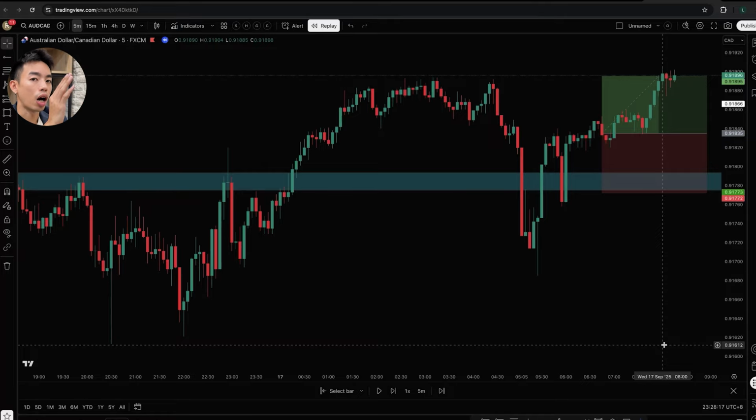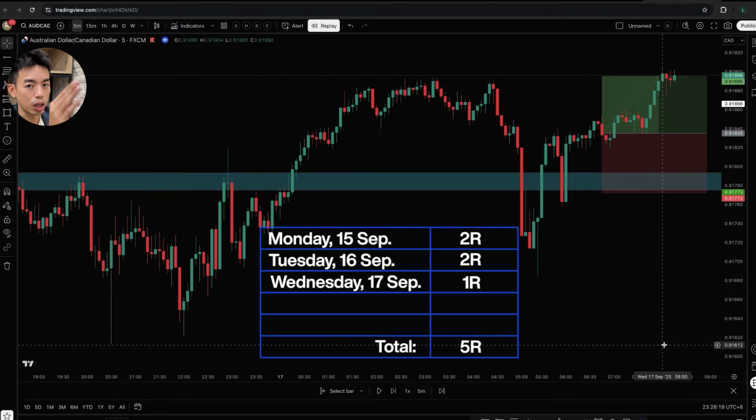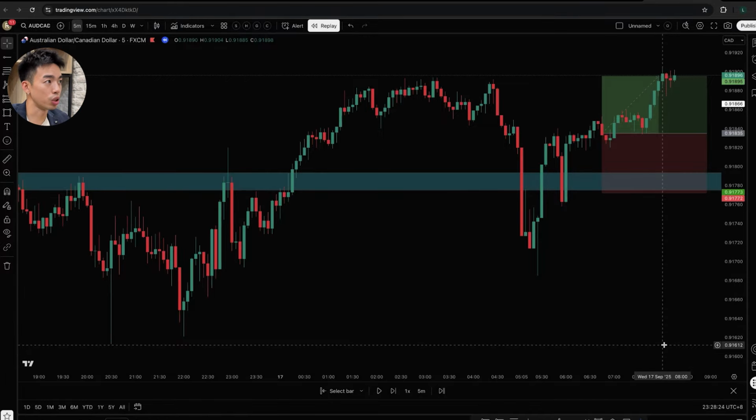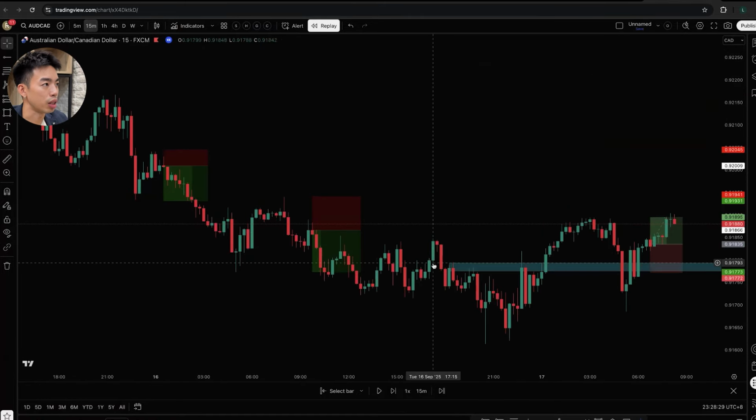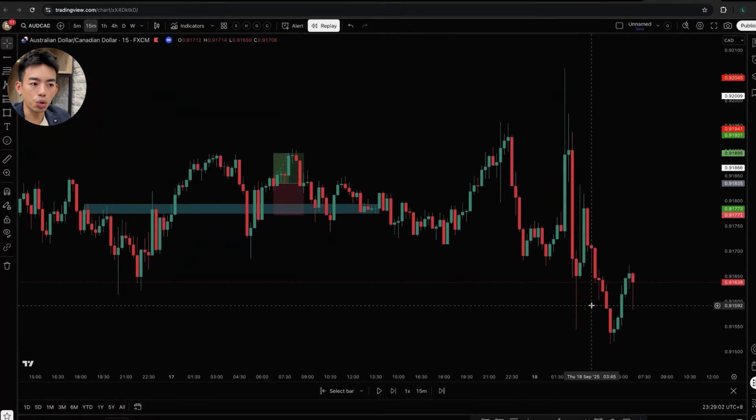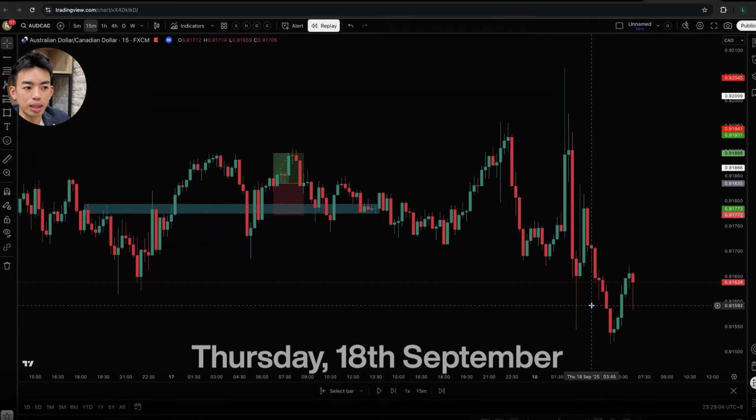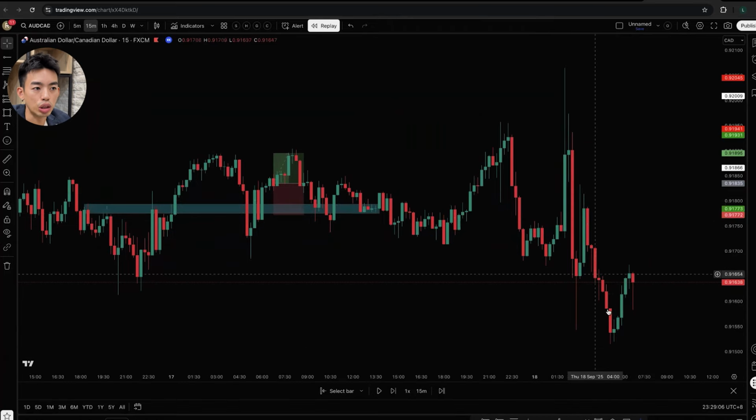In this case, we are on Wednesday and we have racked up a total of 5R. One trade per day. Okay, so let's move on right now and let's have a look at the fourth trade. The fourth trade happening the very next day. Okay, so right now we are on Thursday, 18th of September, and we have a breach towards the downside.